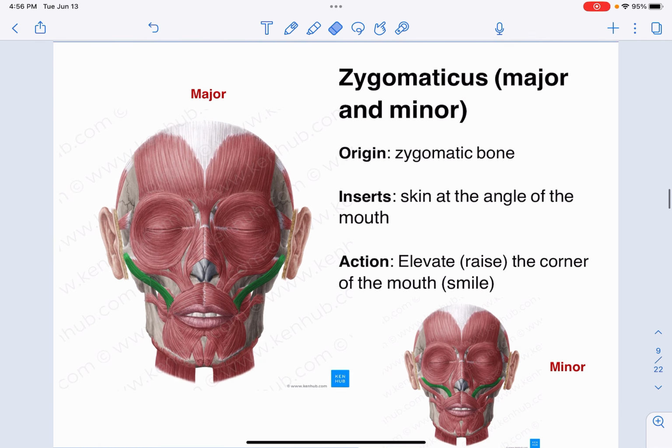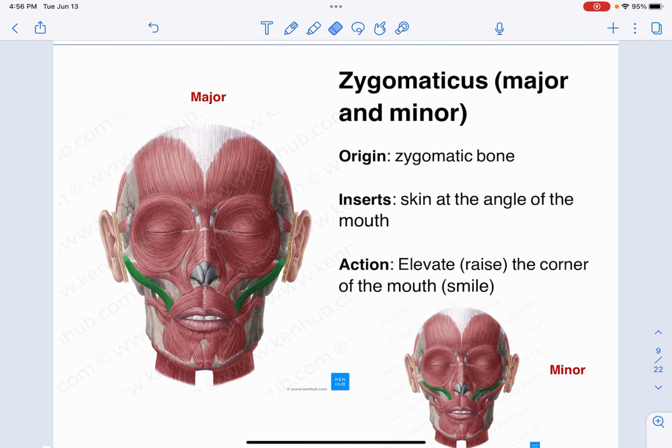Okay, now we have a major and a minor. So sometimes muscles come in a pair, such as the zygomaticus. There's a zygomaticus major and a zygomaticus minor. And you'll see this throughout the body. There'll be like pectoralis major or pectoralis minor. Lots of times, as a general rule, and this is just a general rule, it isn't always the case, but it is often, the minor will sit above the major. Okay, so here is the zygomaticus major, and here is the zygomaticus minor.